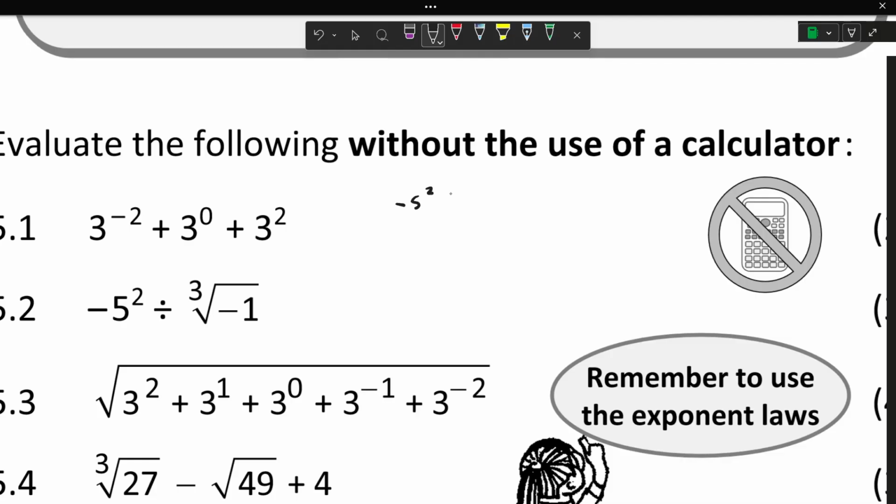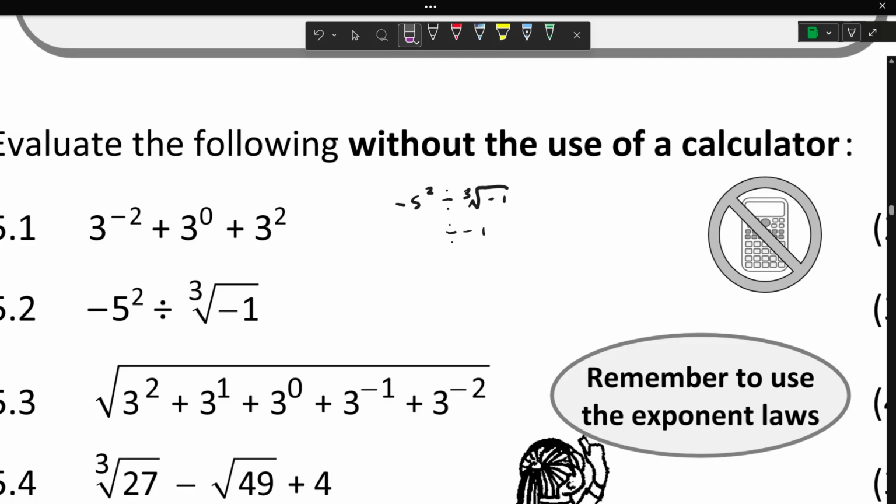-5 squared divided by the cube root of -1. The square root of -1 we can't do, but the cube root of -1 is something that we can do, and the cube root of -1 is -1. Cool? Because to get -1, we can cube -1, since -1 cubed is equal to -1. Okay? Cool. If you don't understand that, ask me tomorrow.